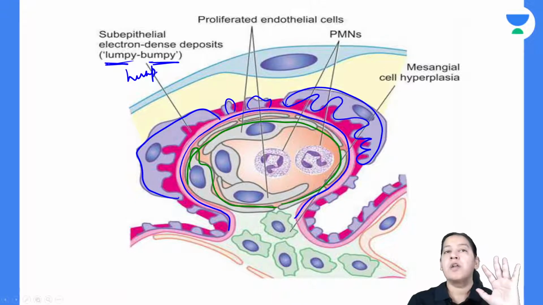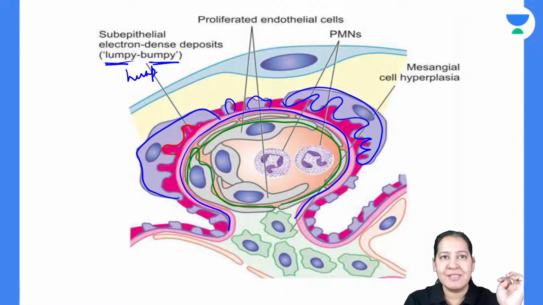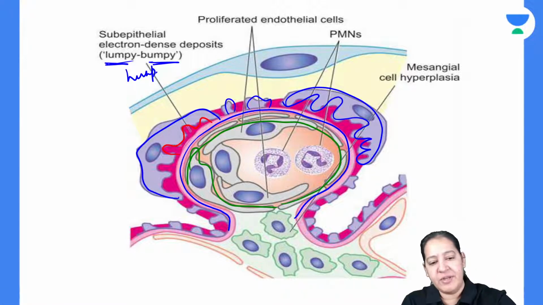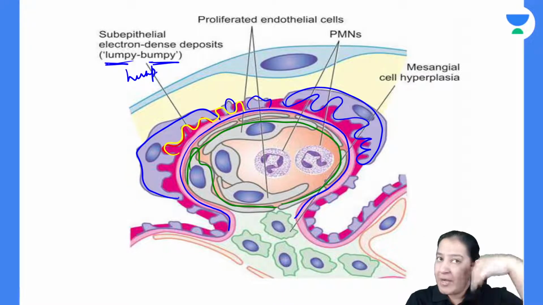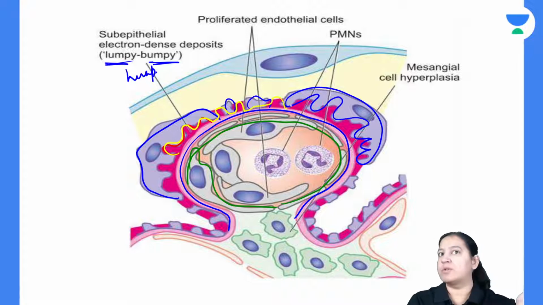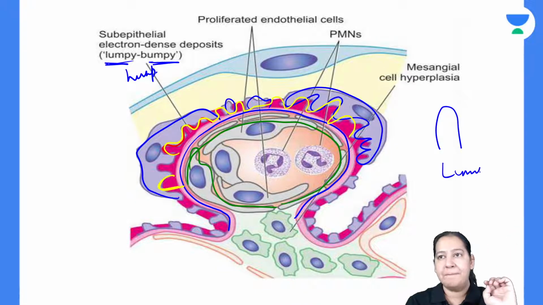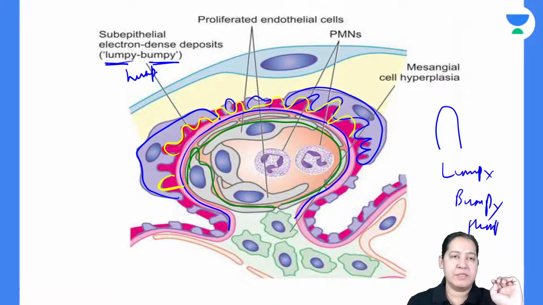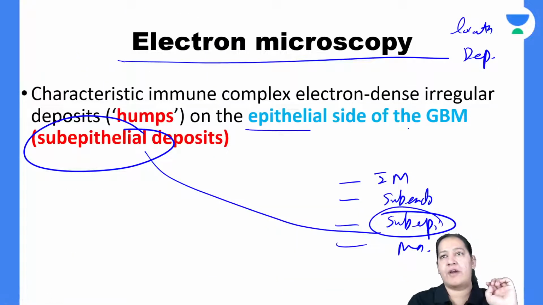Give me a thumbs up. Now, can you see the dark pink color deposits? Please appreciate this dark pink color, which I'm marking with yellow. These are the deposits. They are present on the epithelium, that is, the visceral podocytes. So subepithelial deposits are there, right? See, they are big, like the hump of a camel. So these are known as lumpy, bumpy, humpy deposits. You got my point? So subepithelial, lumpy, bumpy, humpy deposits are seen on electron microscopy.